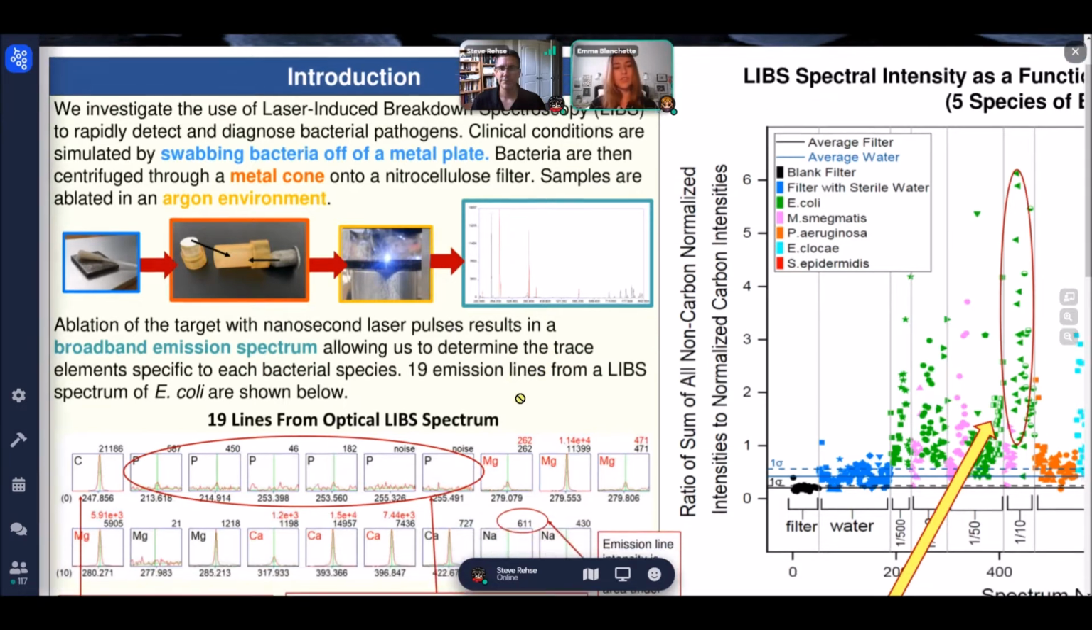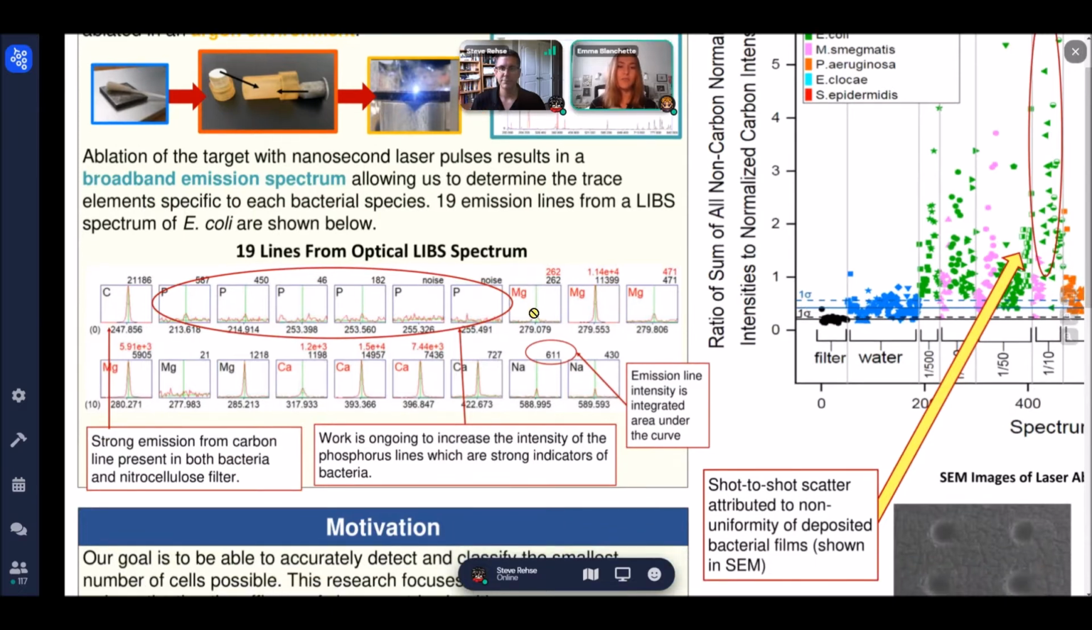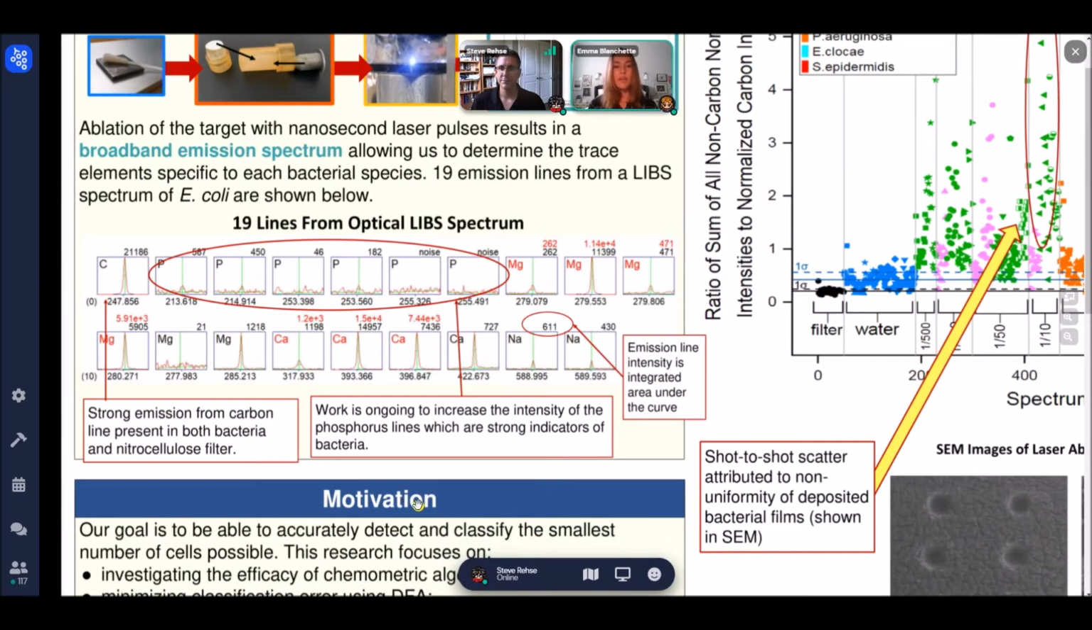At the bottom of the introduction box, you're going to see 19 lines from our optical LIBS spectrum. This is just a condensed version of our spectrum, and it highlights the lines that we look at in our analysis. So our overall motivation for this work is we want to be able to detect and classify the smallest number of bacterial cells possible. And we approach this problem from a few different angles using chemometrics.